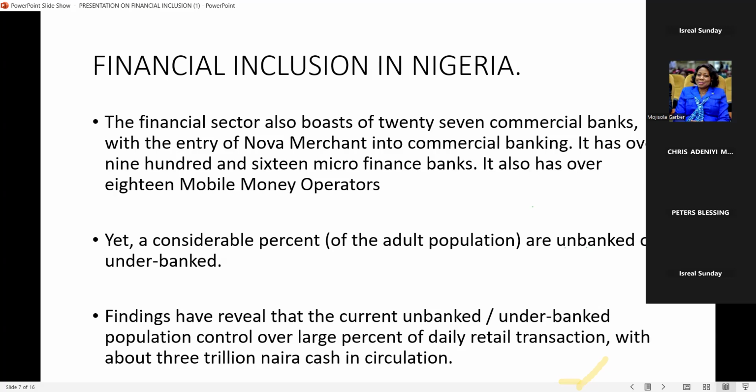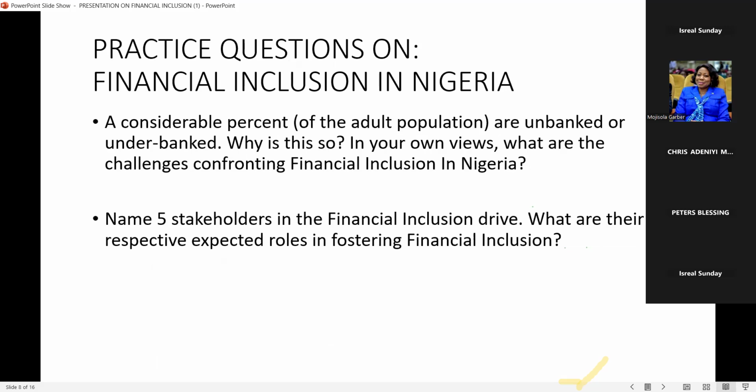So we have that. And then we say these are unbanked. And our findings have revealed that the current unbanked or underbanked population control a large percentage of this and this and this. Now, this place is saying that despite the people not having access, not having their own bank, yet they are doing transactions. And as we explained earlier, when this money is not within the banking sector, it becomes difficult for the CBN to control. The next slide. So a considerable percentage of the adult population are unbanked or underbanked.